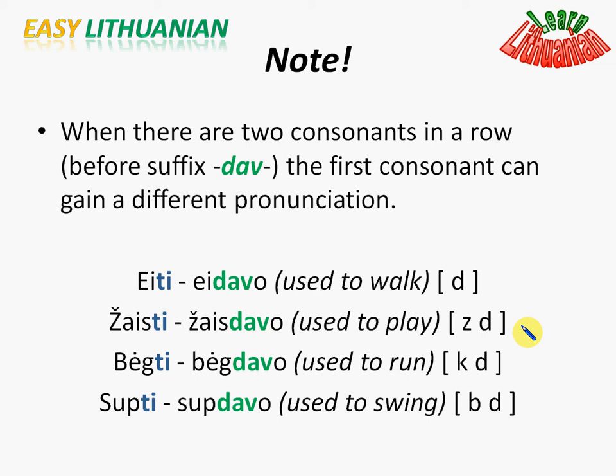It sometimes can be hard to differentiate, but it really isn't important. It's just a note that the pronunciation can be a little bit different, because it would be hard to pronounce sometimes. So people pronounce differently. Bėgti, bėgdavo, the g is pronounced like k, bėgdavo. And supti, subdavo. It's pronounced like b, subdavo, because it would be hard to pronounce supdavo. So it's easier to pronounce like b, subdavo. But it's just a minor difference in pronunciation. It doesn't always differ, but it's just a little note.